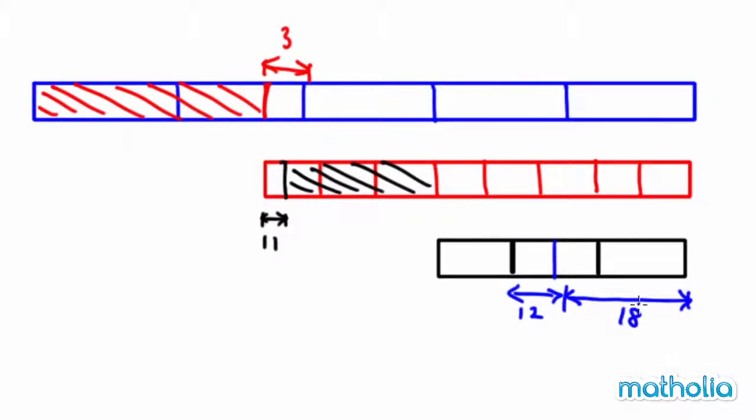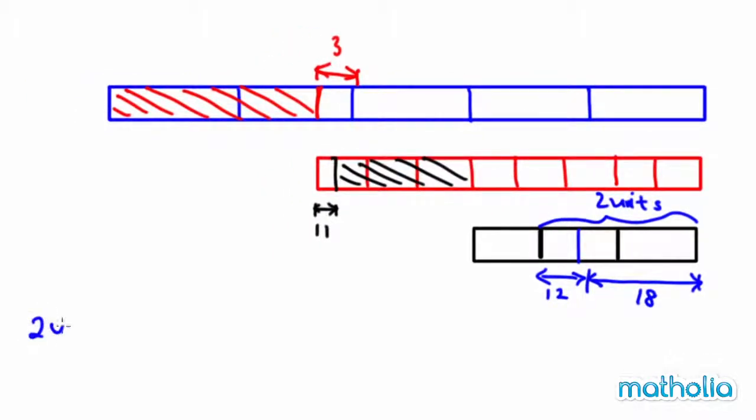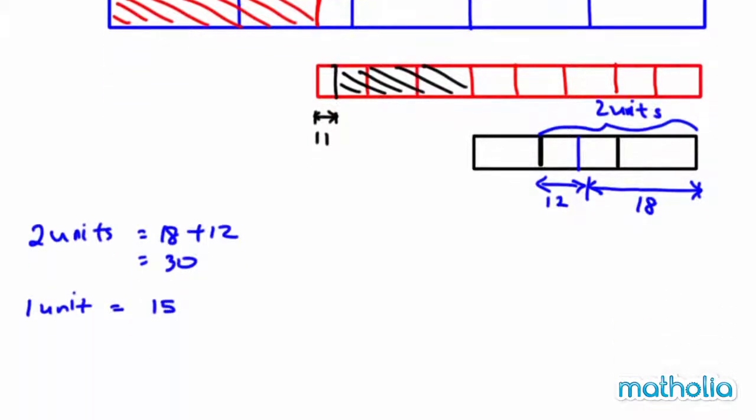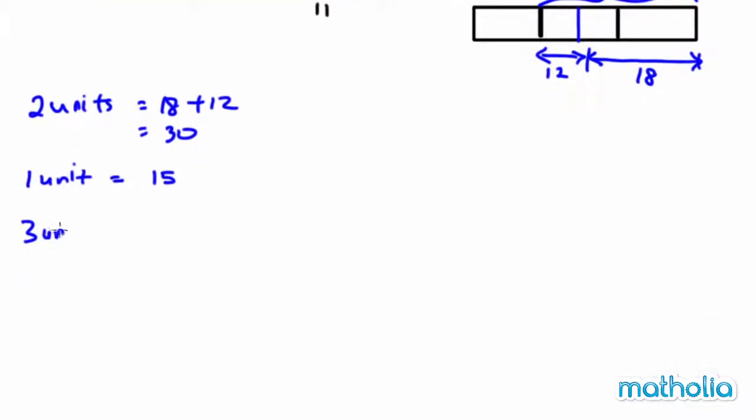Okay. Once you understand this, we can see these 2 units. We can work out the rest already. So 2 units will be 18 plus 12, and you have 30. So 1 unit will be 30 divided by 2, and you have 15. Now 3 units will be 15 multiplied by 3, you have 45.